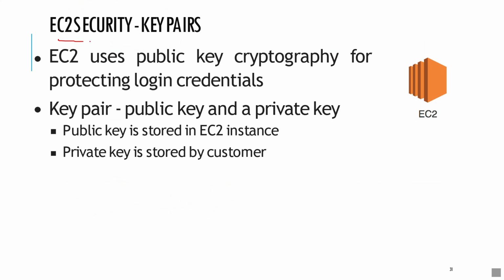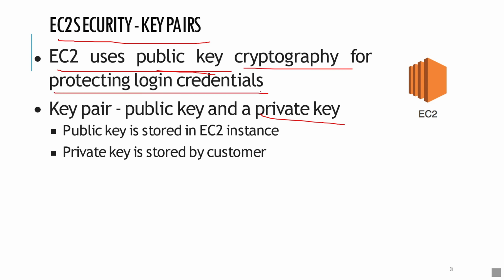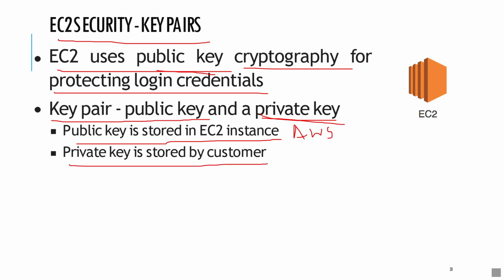Now key pairs. We have two keys in a key pair, one public and one private. EC2 uses public key cryptography for protecting login credentials. The public key is stored by AWS on the EC2 instance, whereas the private key is stored by the customer. The customer needs to store the private key in order to access the EC2 instance. So these are all about key pairs.